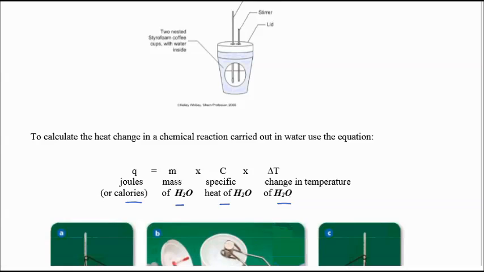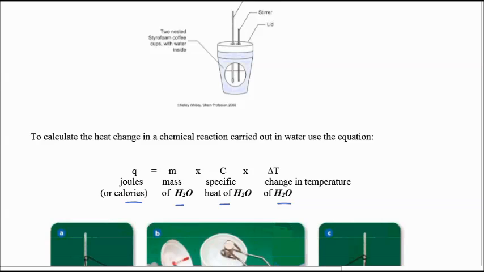The reason this works is conservation of energy. The energy that's given off by the object when it is placed in the water is absorbed by the water. So whatever the water absorbs, it came from the object that was given off.